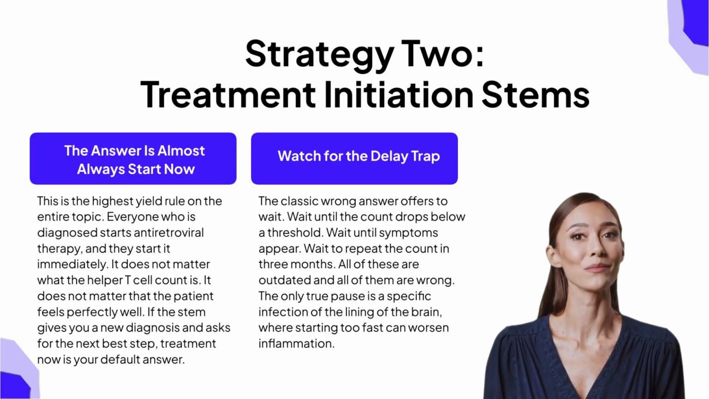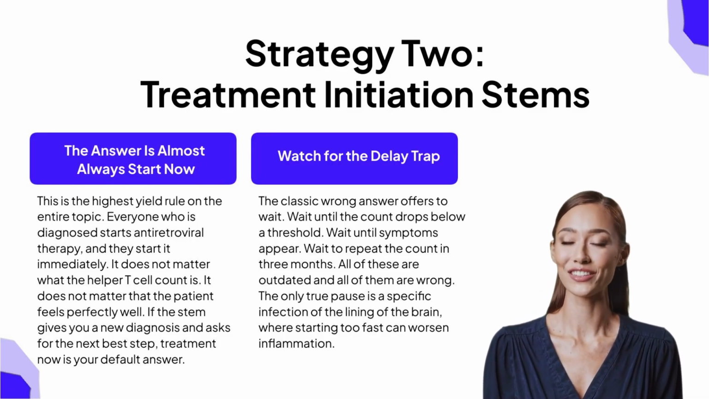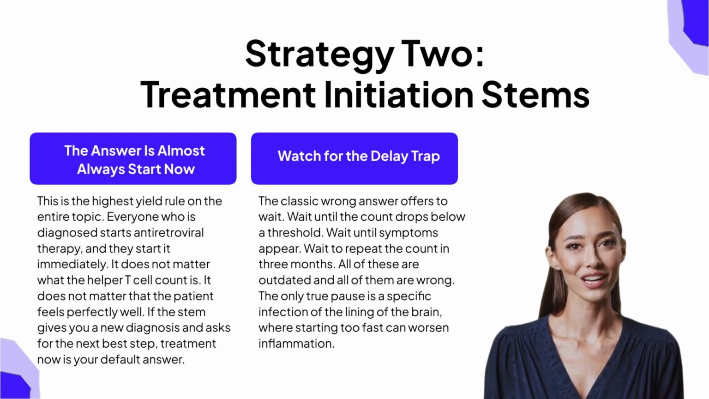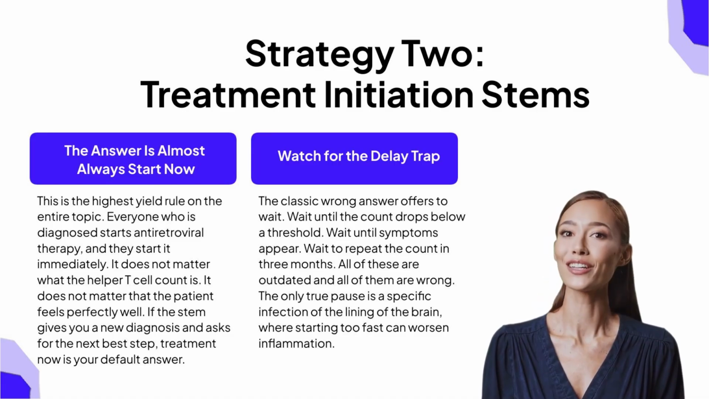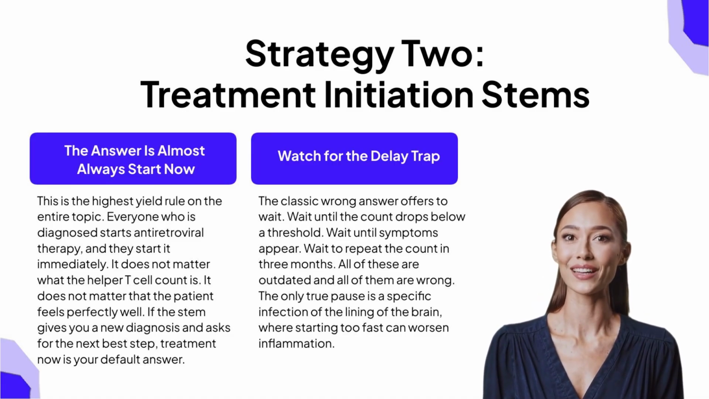Watch for the delay trap, because it appears in nearly every one of these questions. The classic wrong answer offers to wait. Wait until the count drops below a threshold. Wait until symptoms appear. Repeat the count in 3 months and decide then. All of these are outdated and all are wrong on your exam. There is one true exception, a specific fungal infection of the lining of the brain, where starting too quickly can worsen inflammation. Outside of that, start now.